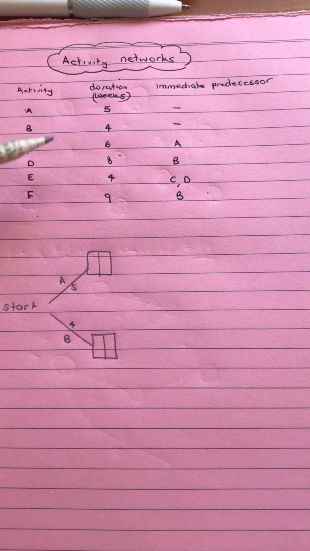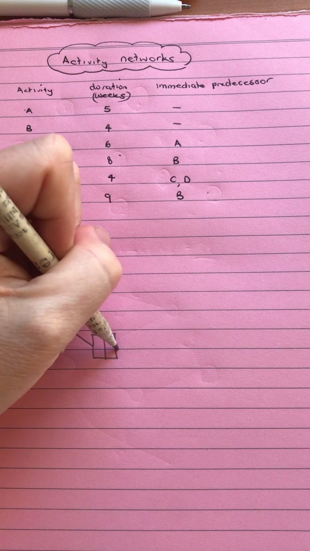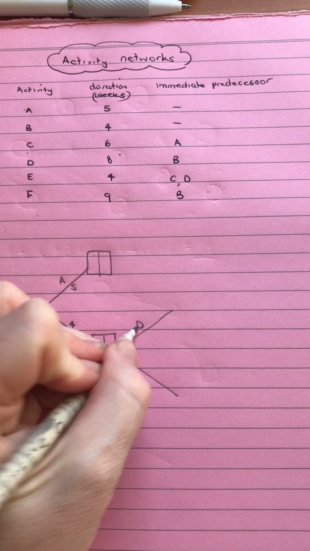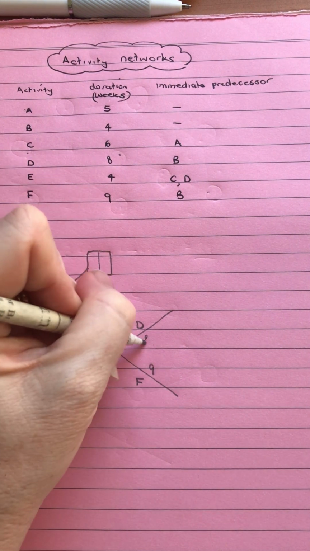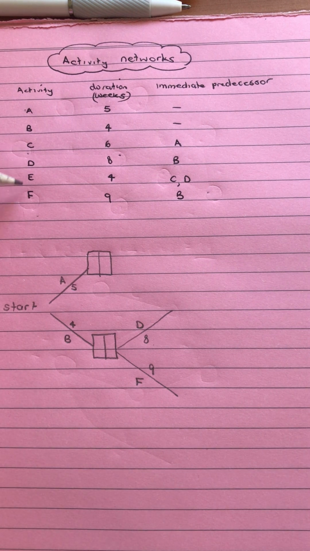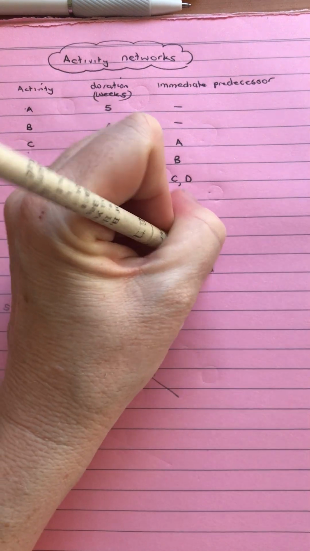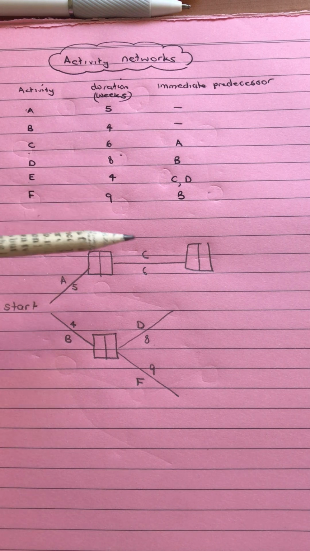Then we look down and see that C comes after A, and after B come D and F. So we've got our D and our F both coming off our B. Our F is 9 and our D is 8. And off our A is coming C, and our C is 6 weeks.